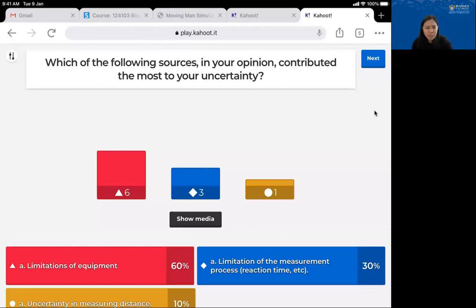So uncertainty in measuring distance is not correct, because distance is just one aspect. You still also need to consider time. So uncertainty is both the equipment and the method. It's the whole process of doing the measurement that contributes to the uncertainty.